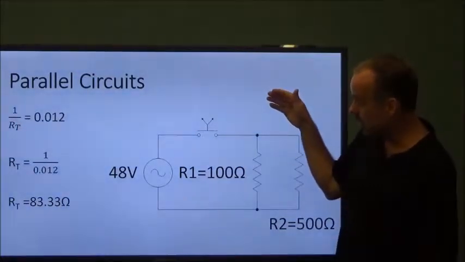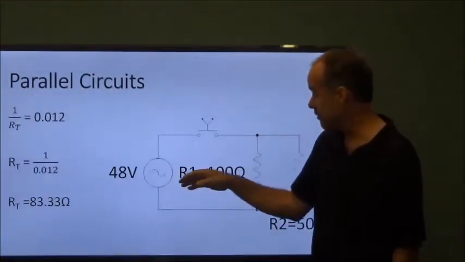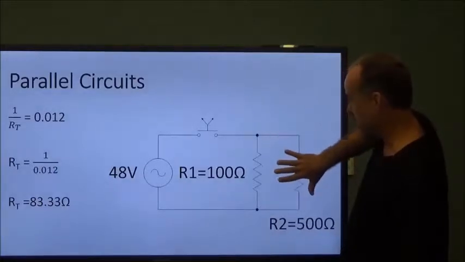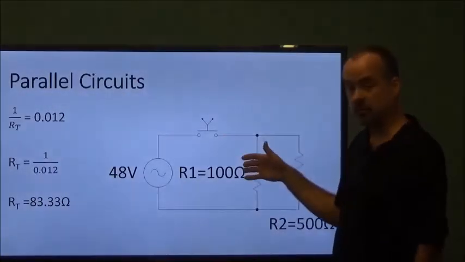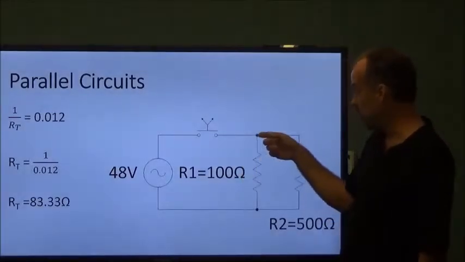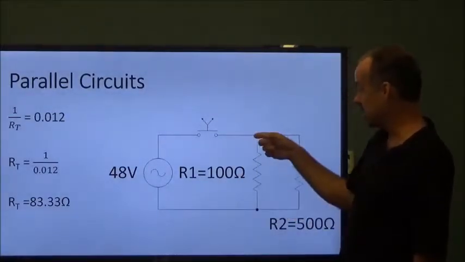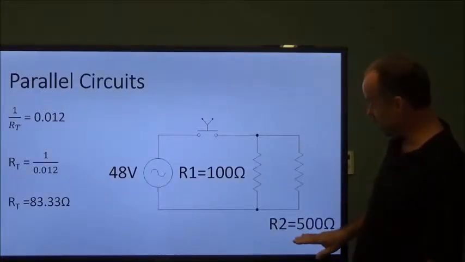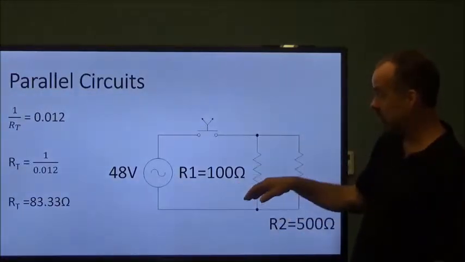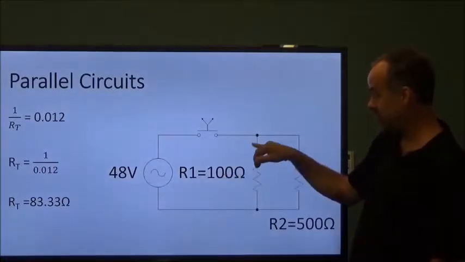But what's happening is, if you take this branch out and I had just a 100 ohm resistance here, then my total resistance would be 100 ohms. But by adding in the second branch, I give an additional path to flow beyond the 100 ohms. Even though this is 500 ohms, more than this one, it's giving an additional path.